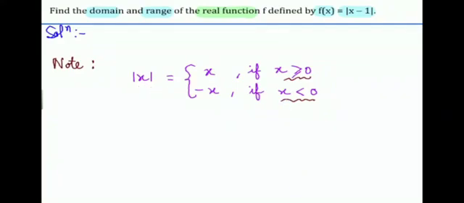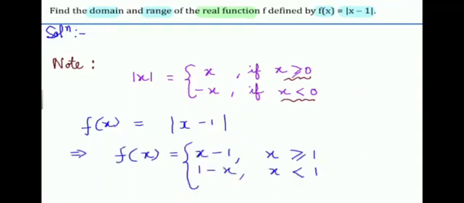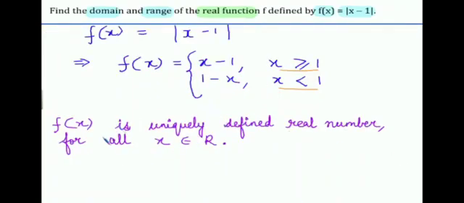It's your modulus function. Whenever asked in your exam, modulus function is a conditional function: positive x if x greater or equal to 0 and negative x if x less than 0. Here f(x) is equal to x minus 1. So your f(x) becomes x minus 1, positive, where x greater or equal to 1, and negative when less than 1, right. So you have to just change the sign of x minus 1 to get 1 minus x when x less than 1. So f(x) is uniquely defined real number for all x belongs to R.